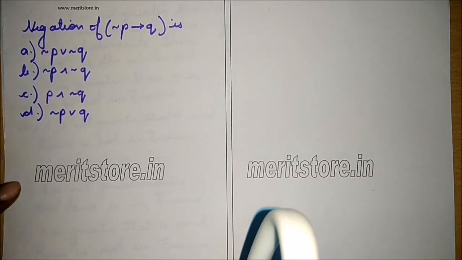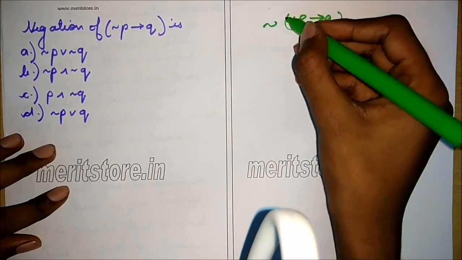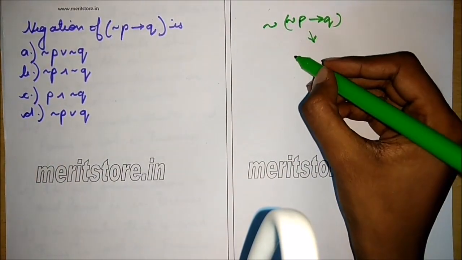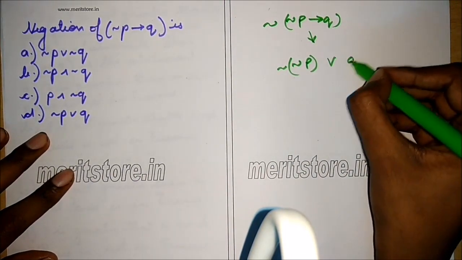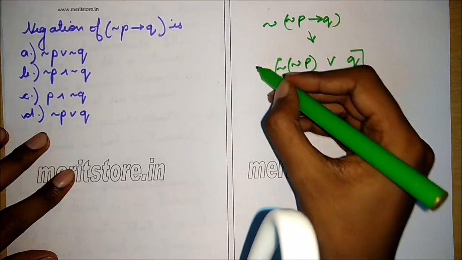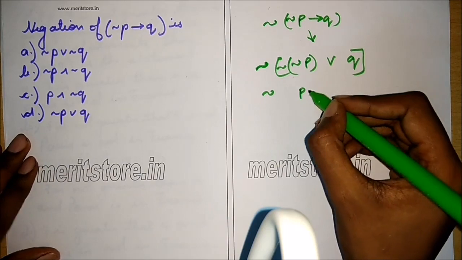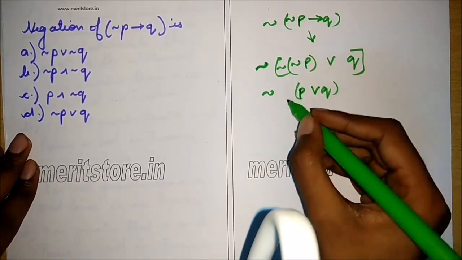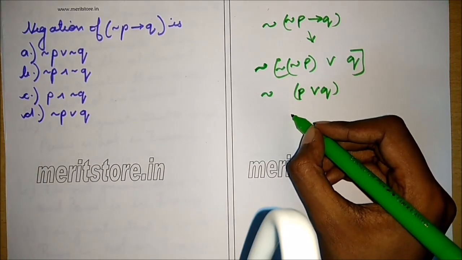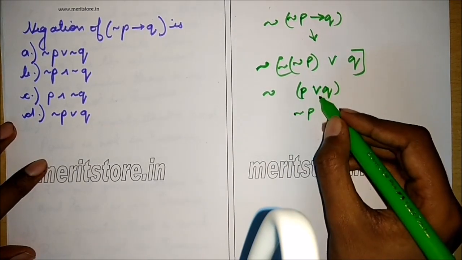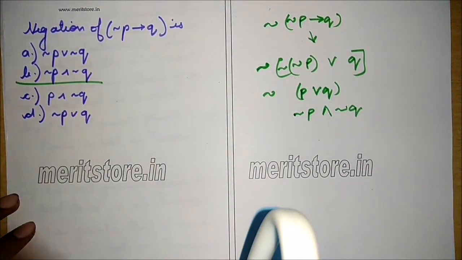Negation of negation P implies Q is, now this can be written as negation of P, negation of negation P or Q. So negation of negation P is P. So this will be negation of P or Q. So taking negation into the brackets, this will be negation P, negation of or is and negation Q. So the answer is B, negation P and negation Q.